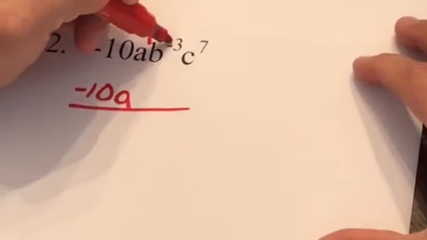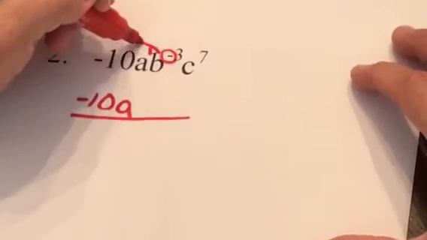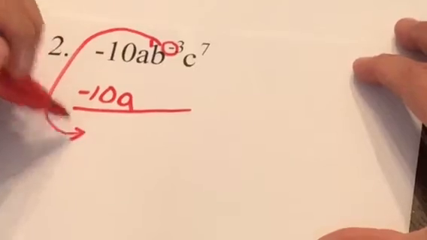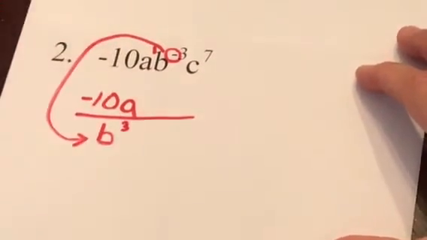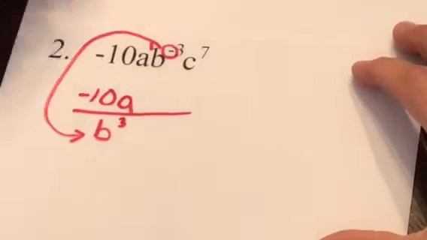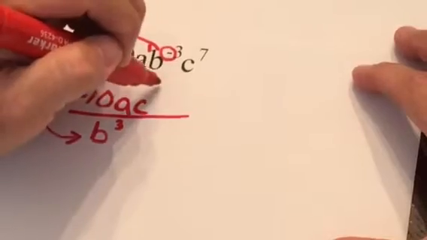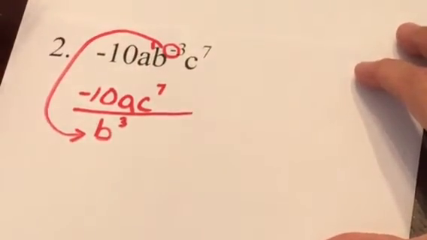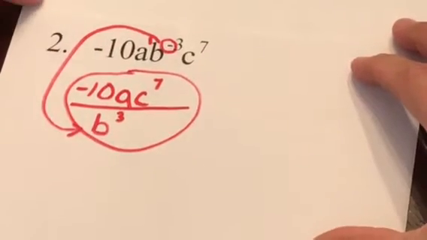The b has a negative 3 exponent. The negative 3 is going to move the b variable to the bottom and turn positive. C to the 7th power, a positive 7, means the c will stay on the top. And we now have our final answer for number 2.